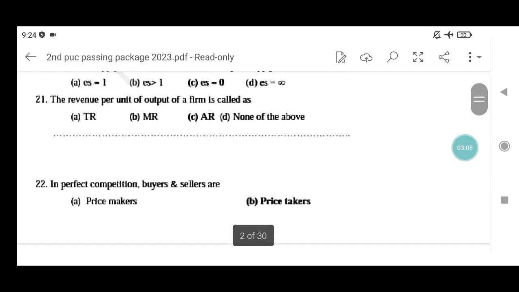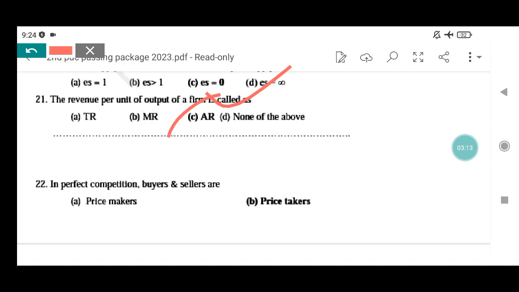Next one is, revenue per unit of output of the firm is considered as average revenue. Revenue per unit of output is considered as average revenue. It is not additional revenue, not a change in the revenue, only revenue per unit of output. It is not considered as a change in the revenue. It considers only revenue per unit of output.